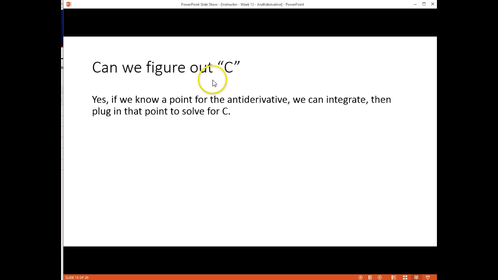Can we figure out c? We've been using this plus c. The question is, what is it really? Can we ever actually figure out what c is? If we actually know a point for the antiderivative, we can. We can integrate, then plug in that point to solve for c. Let's look at an example.